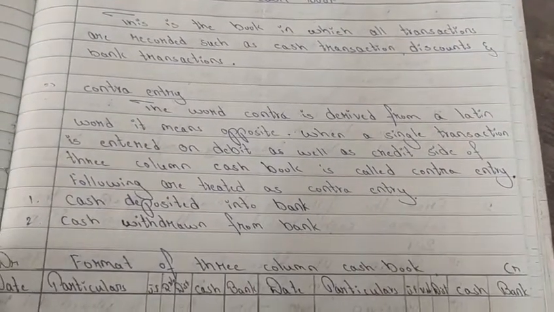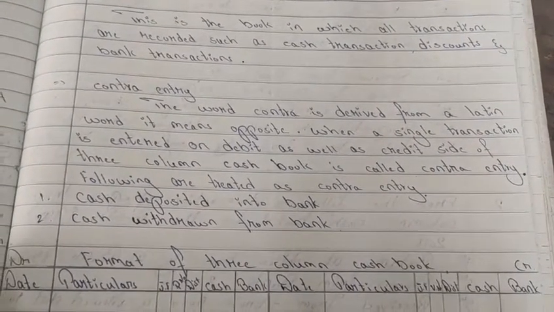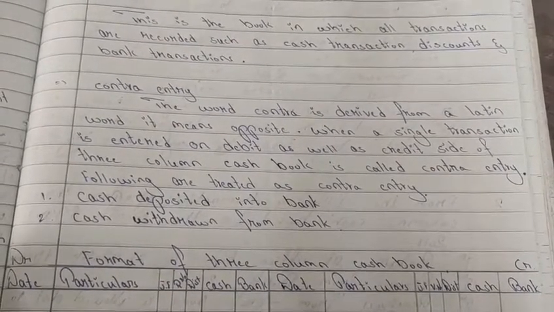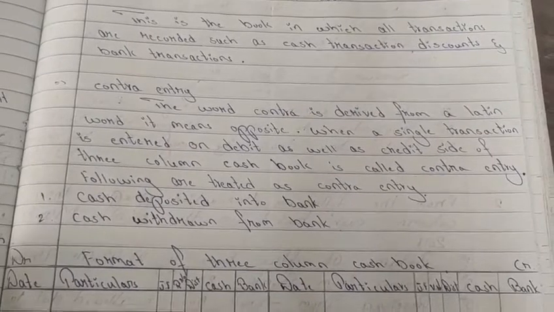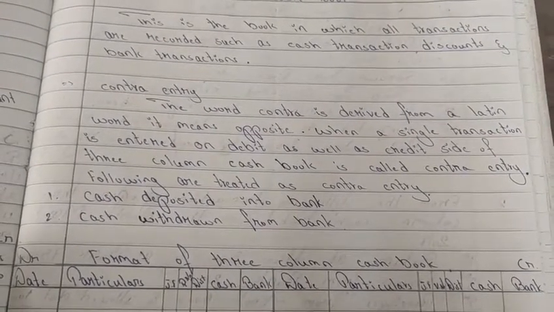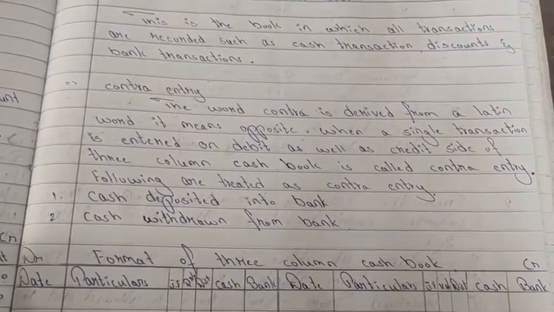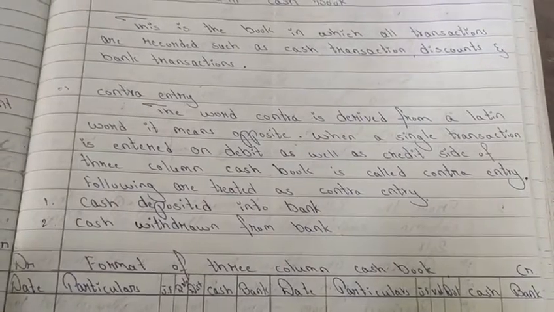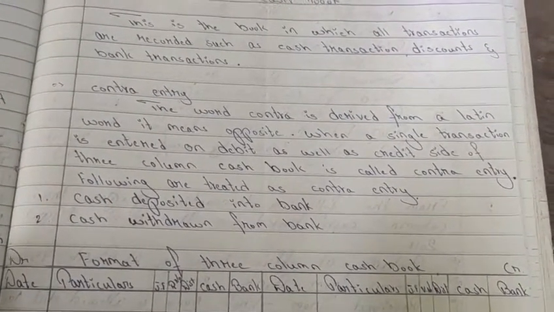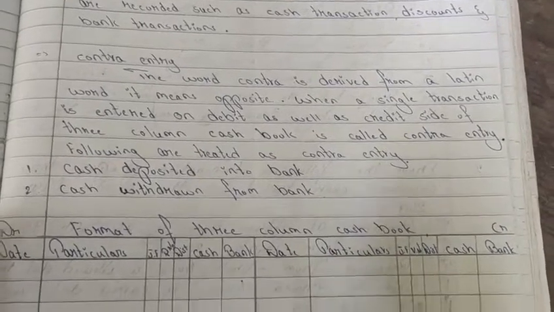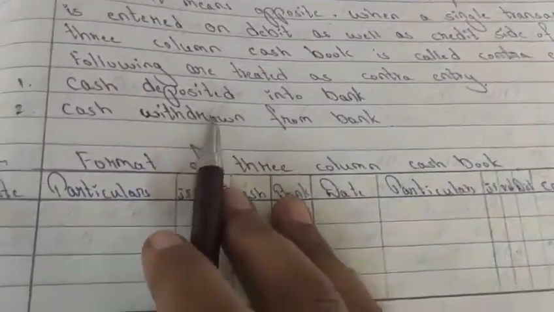Then next you have contra entry. The word contra is derived from the Latin word, it means opposite. Contra means opposite. When a single transaction is entered on the debit side as well as the credit side in a 2-column cash book, we call it a contra entry here. Means a single transaction we are going to record on both sides, debit side as well as credit side, so we call it a contra entry here.